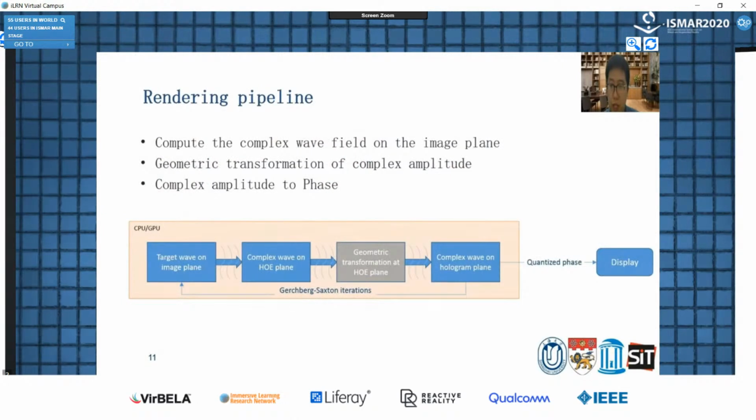This is the holographic rendering pipeline of our near-eye display. For a given target image, we first compute the complex wave field on the target image plane and then propagate this wave field up to our lens-array HOE combiner. Due to off-axis projection, a geometric transformation of the complex amplitude is implemented to get the complex amplitude. With the GS iterations, the final phase pattern can be generated for the SLM.